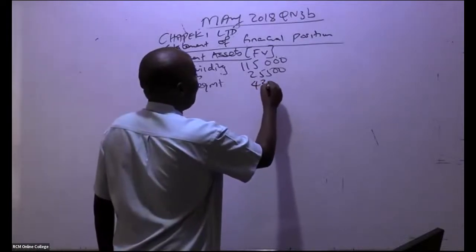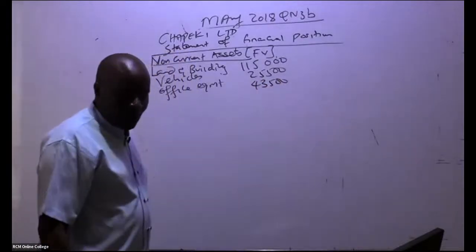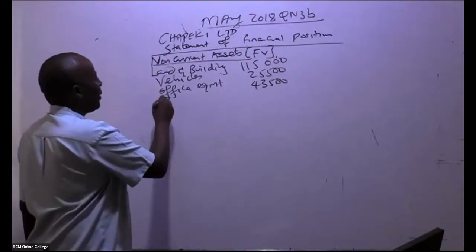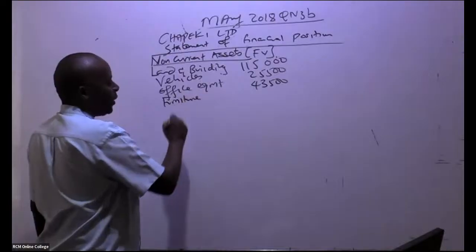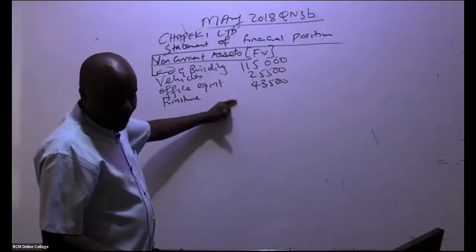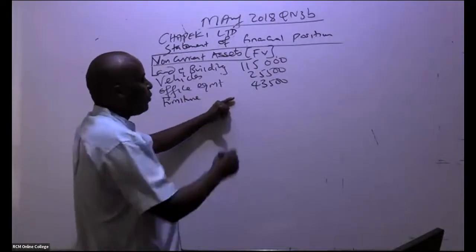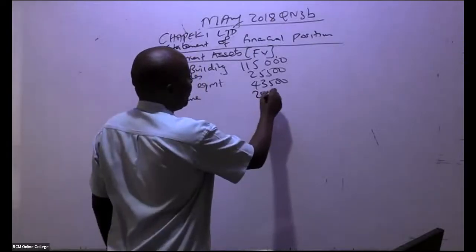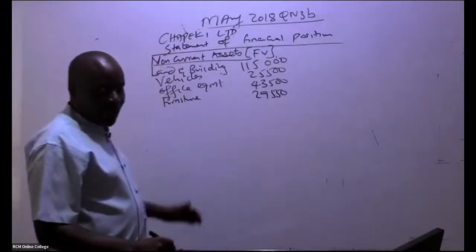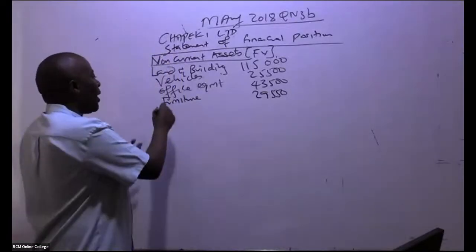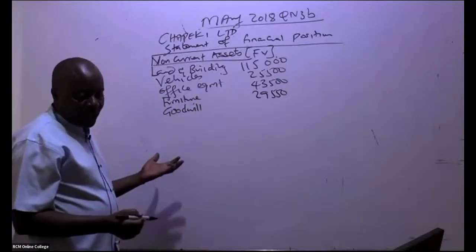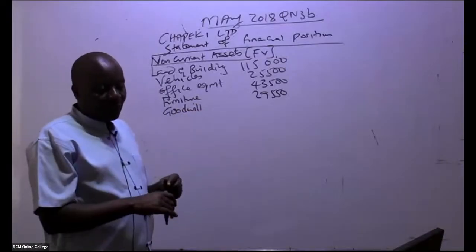Thank you so much. From there, I can see what we also took over in this case is furniture. So furniture, how much for furniture? We have furniture of 29,550. From there, don't forget, in this case, our goodwill, which we have just calculated. So goodwill, are you able to see the amount of goodwill?